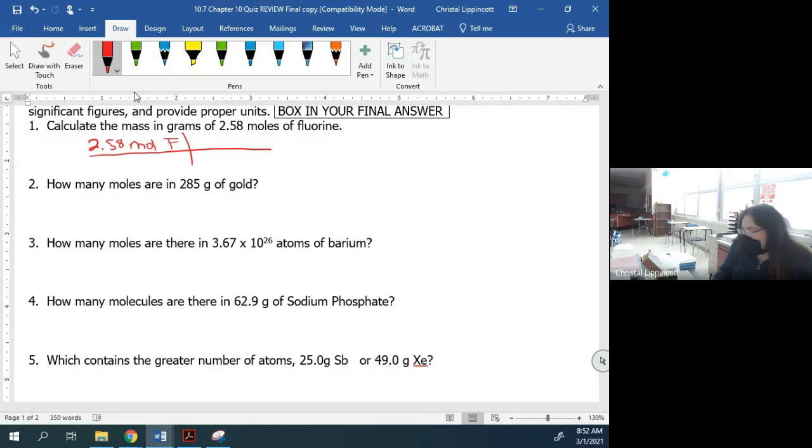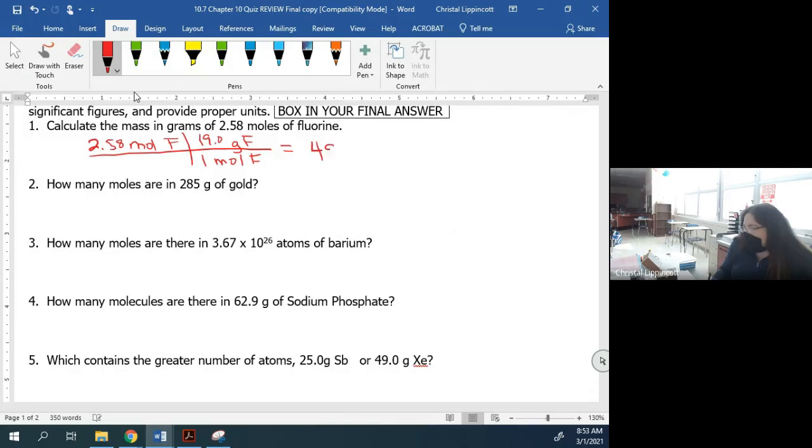Okay. So we want to get rid of moles of fluorine. So I'm going to put moles down here. I'm going to put grams of fluorine up here, and I get this value from the periodic table. All right. I'm going to multiply these two numbers, and then I divide by 1, but you can do that in your head, I'm sure.